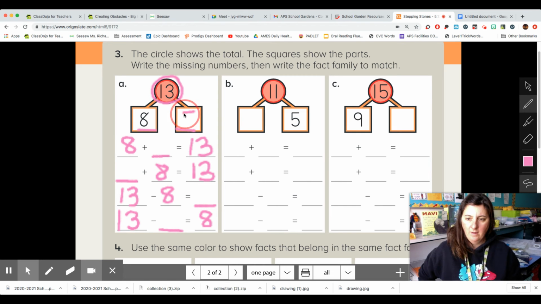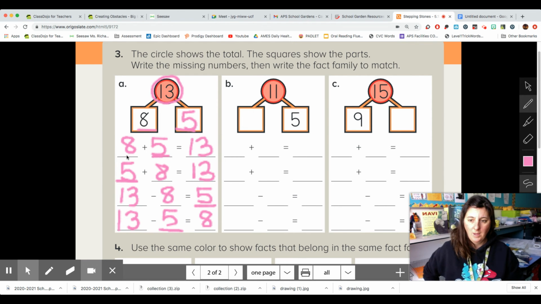8 plus 5 equals 13. And then we fill in the 5. 8 plus 5 equals 13. 5 plus 8 equals 13. 13 minus 8 equals 5. And 13 minus 5 equals 8. All 4 of these equations have the same 3 numbers in them, 8, 5, and 13. That makes them a fact family.